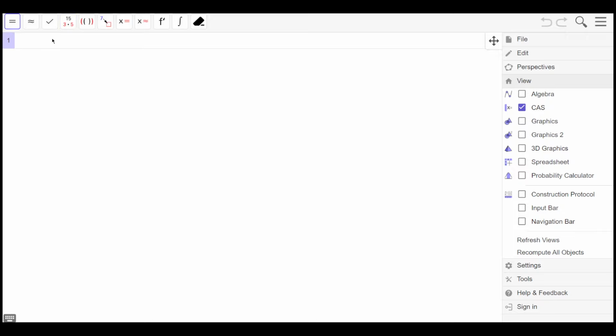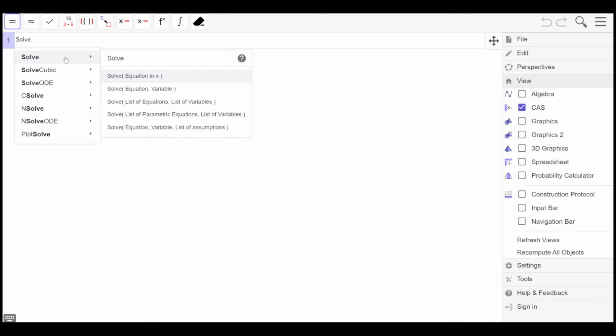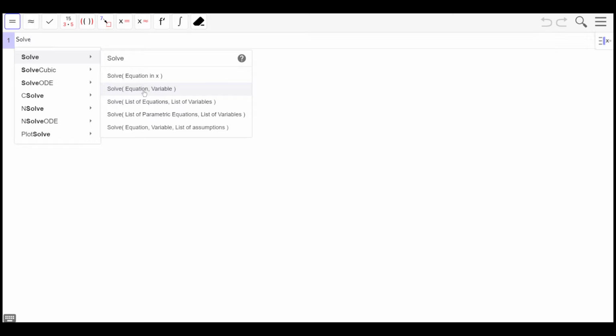And I start typing solve. But let us see what happens. Solve gives me a lot of options in CAS view. This equation in x is not for you. You need to choose this one, equation and variable. Because for this one, the equation should have only one variable and it should be x. But in my case, we have more than one letter in my equation. So I will choose this one. And then I start typing my equation. It's extremely important to put the product symbol there. Okay, so I start typing it.